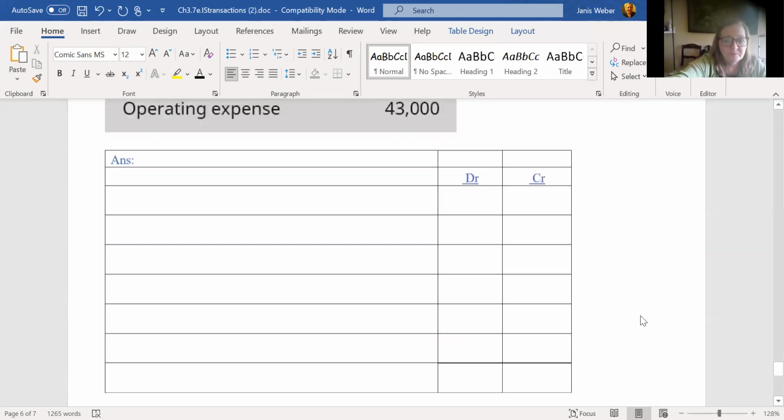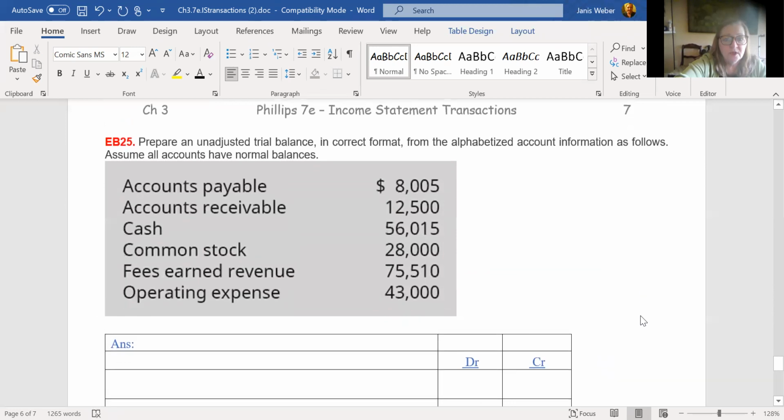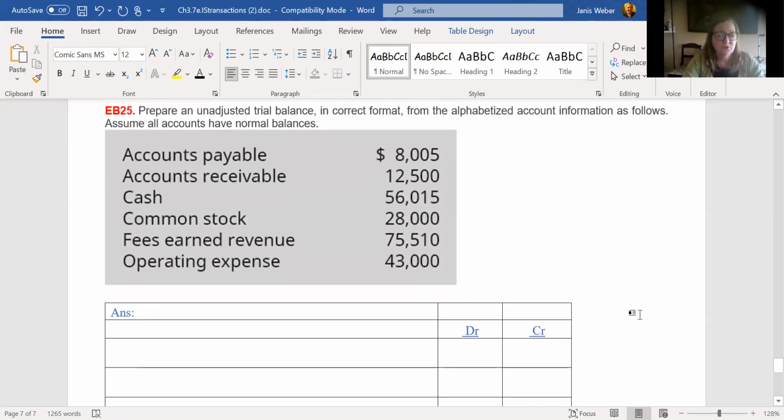All right, just one more problem actually. This is a trial balance we're going to pull. It says, this is EB25, prepare an unadjusted trial balance in correct format from the alphabetized account information as follows. Assume these accounts have normal balances. That's because we already know which accounts have debit and credit balances.